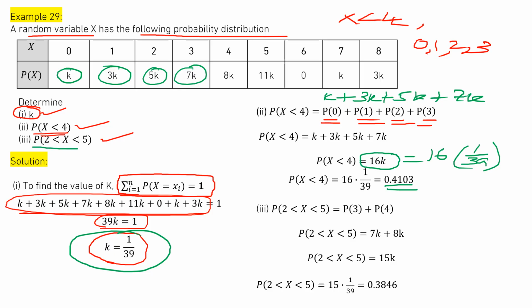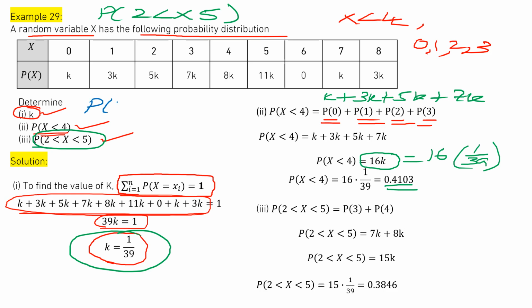Okay, let us move to the third option. What is the third option? We need to calculate the probability that the random variable x takes values 2 less than x less than 5. That means you do not take 2 and you should not take 5. You have to take the remaining values between 2 and 5. So that means P of 3 plus P of 4. Only these two values, because 2 we should not take, 5 we should not take.